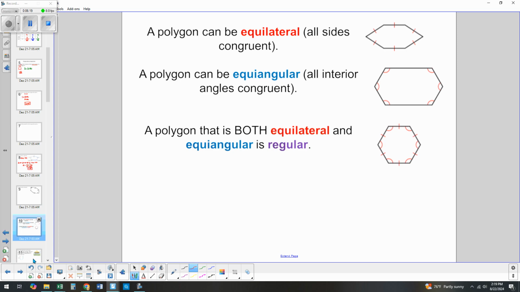But then when we got to our quadrilaterals, we saw that that wasn't true because a rhombus is equilateral but not equiangular. A rectangle is equiangular but not equilateral. If it has both, then it's called regular. So a square is actually a regular quadrilateral, but there are regular versions of every polygon out there. So if it is both equilateral and equiangular, it is regular.